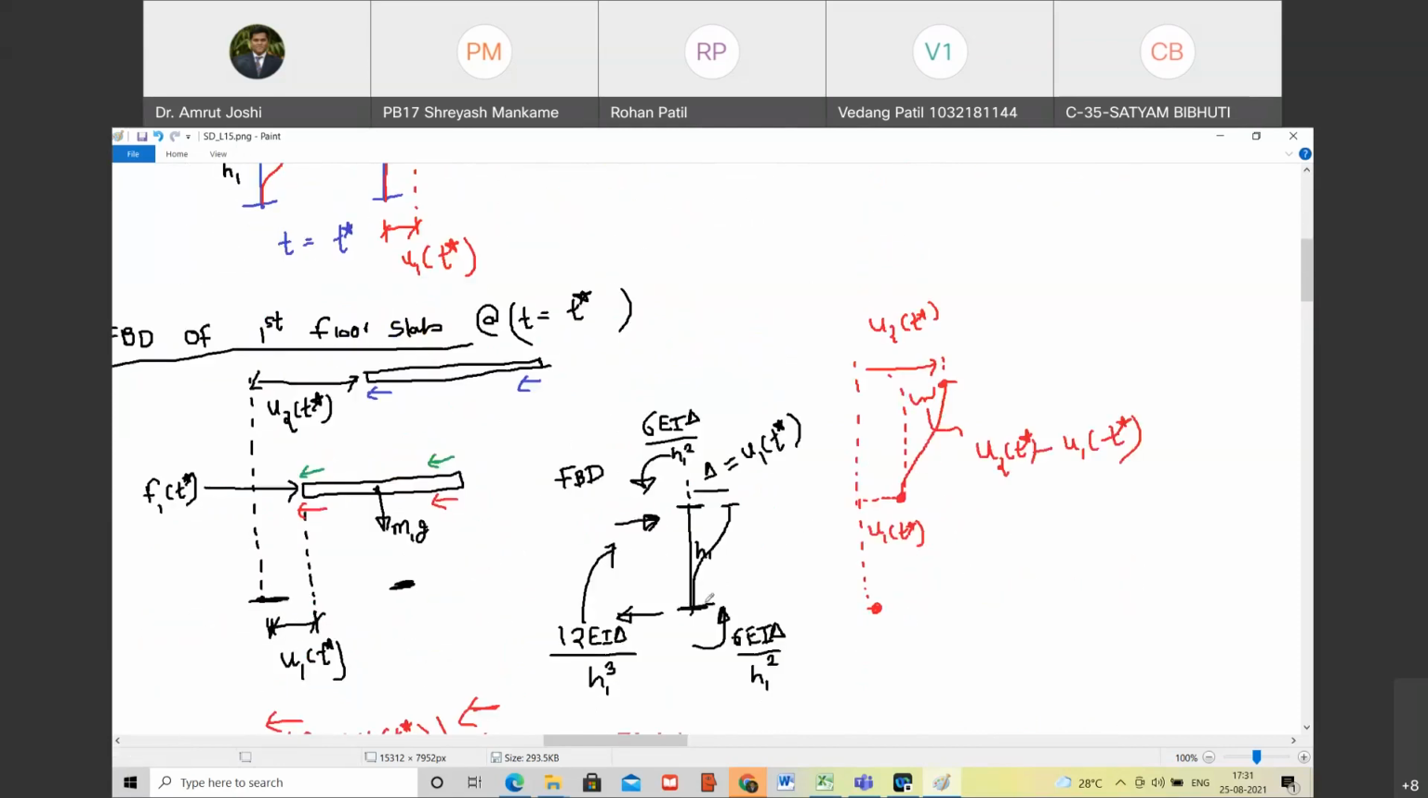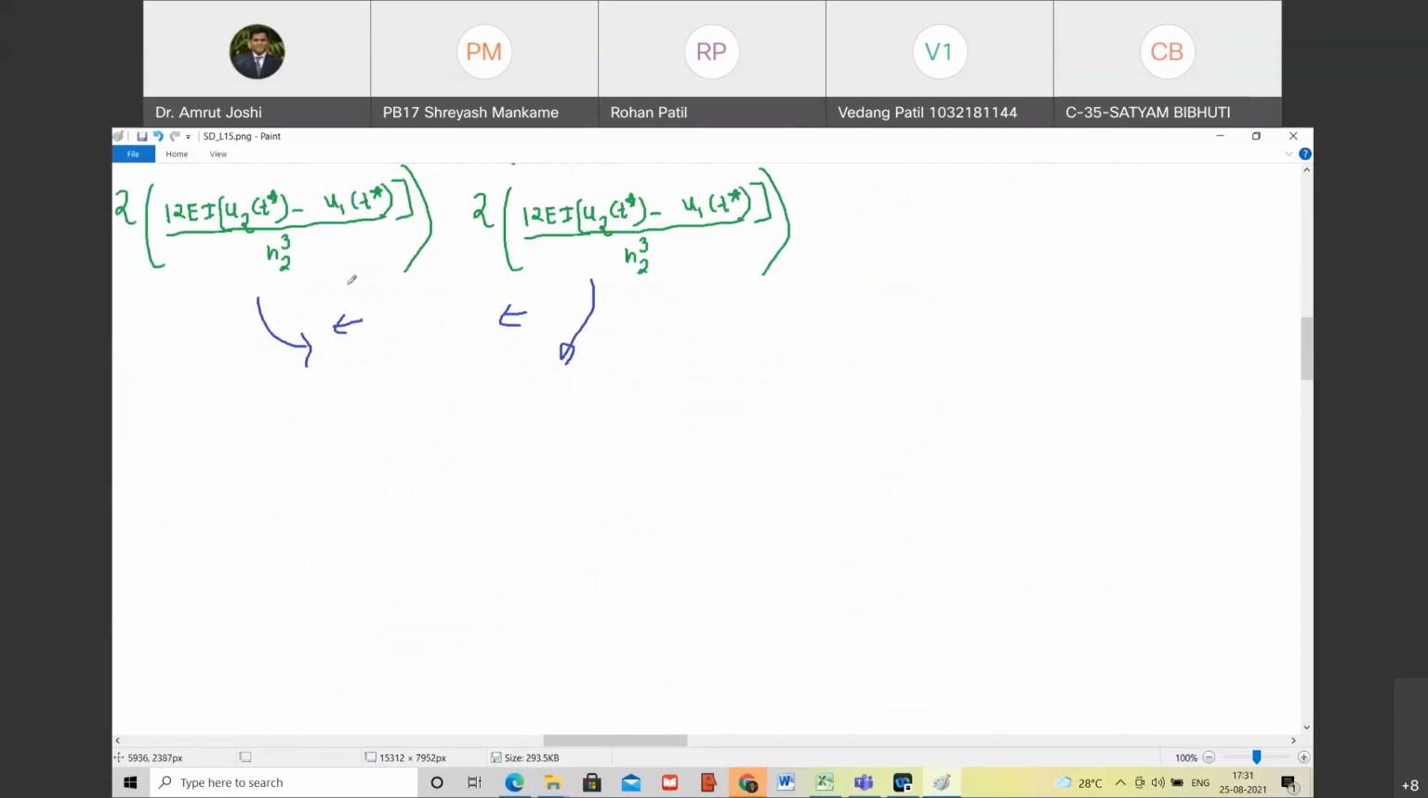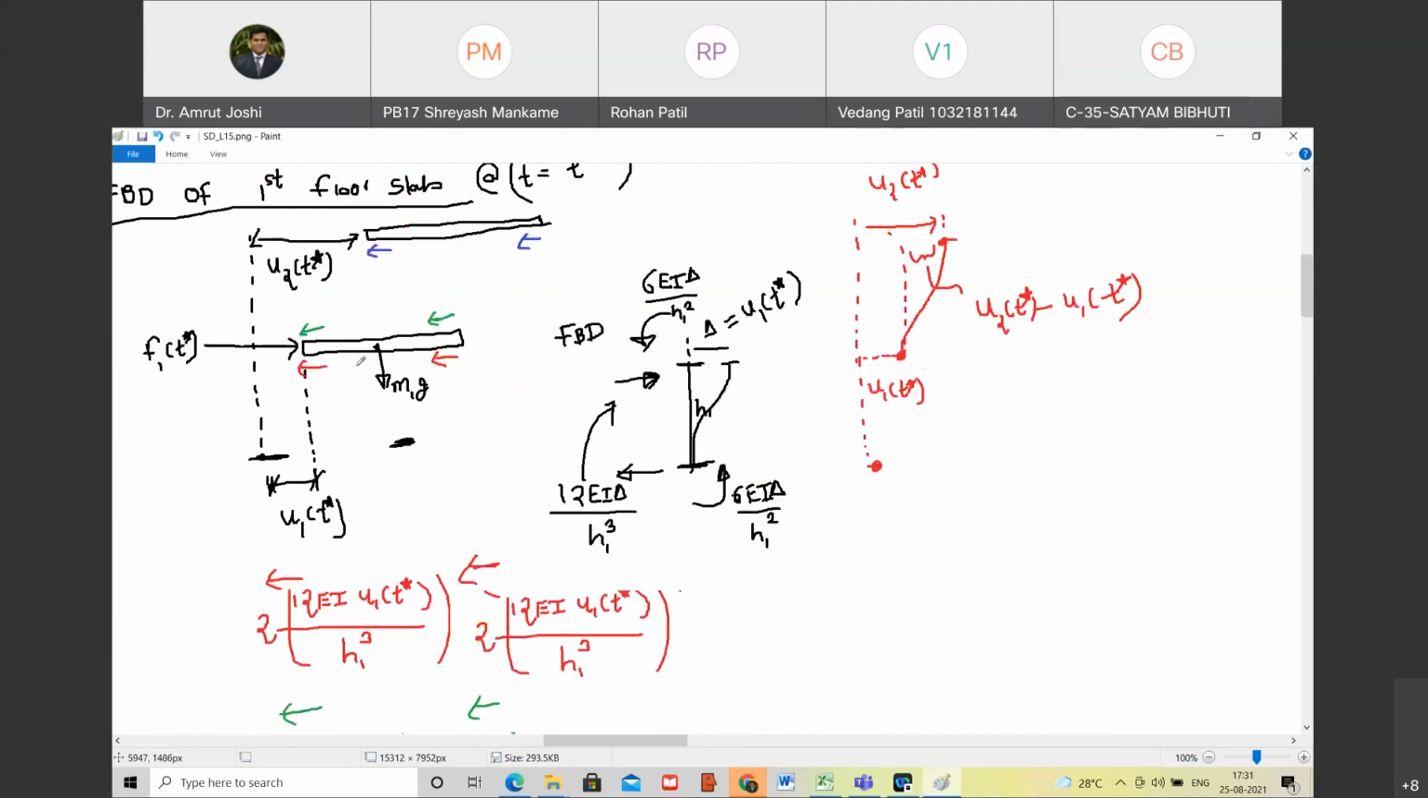Yes, sir. जैसे मैंने यहाँ दिखाया था 12 EI delta upon H1 cube, ये भी 12 EI delta upon H1 cube है. So therefore these two are going to be exactly same as these two forces. Do you agree with me? Yes, sir. तो अब जरा देखो, and I will have to show F2 of t here. Happy?